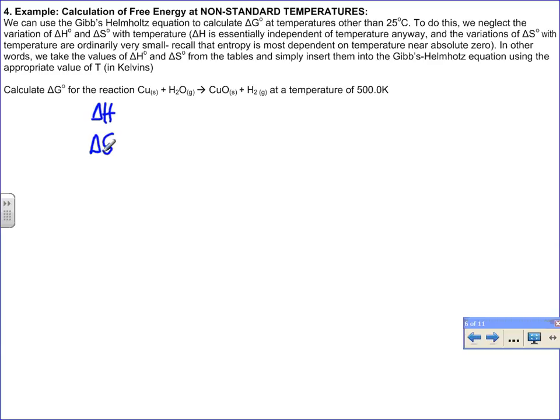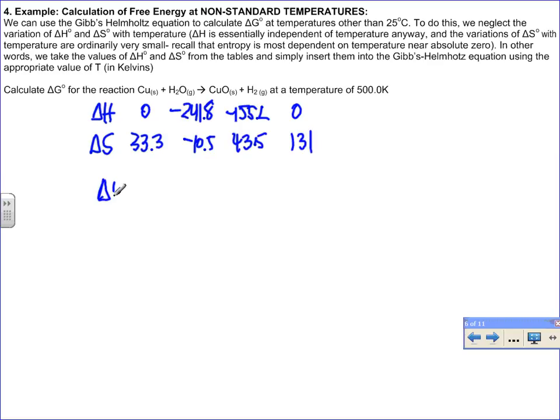We need our delta H values and our entropy values from tables, so I'll just make a list here. So as expected for copper, the change in enthalpy is 0 because it's an element. Okay, and same for hydrogen. Okay, elements do have an entropy at a particular temperature. Okay, so these are the values from the tables.